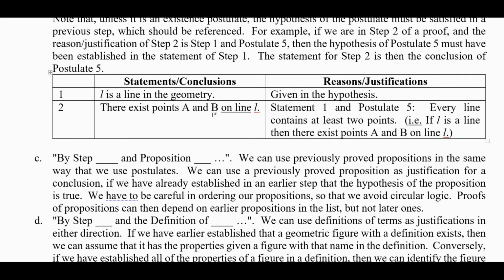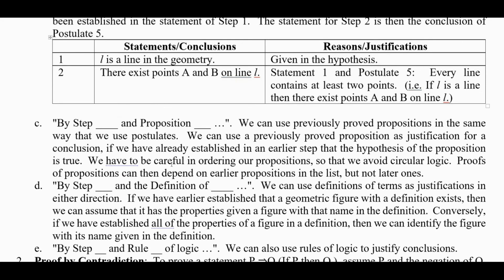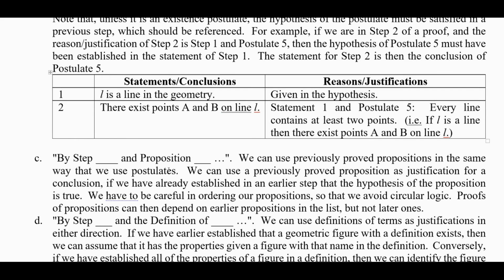And just about every line here is going to refer to a previous line as a part of the reason, except for the first one. We can do the same thing with propositions that we do with postulates, provided that proposition has been proved earlier. So by step blank and proposition blank is a reason that we could be using. We can use the previously proved propositions in the same way that we use the postulates.